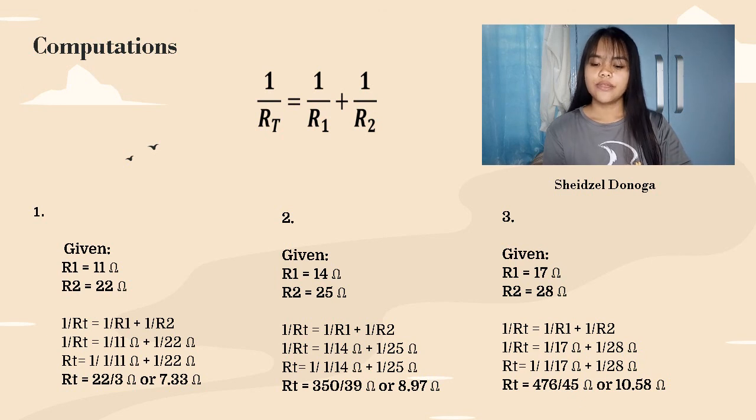In trial 2, the R sub 1 is equal to 14 ohms, and the R sub 2 is equal to 25 ohms. We use the formula 1 over total resistance is equal to 1 over 14 plus 1 over 25. By using the same procedure as in trial 1, we got 8.97 ohms as the total resistance in trial 2. In trial 3, the R sub 1 is equal to 17 ohms and the R sub 2 is equal to 28 ohms. The value of total resistance in trial 3 is 10.58 ohms.